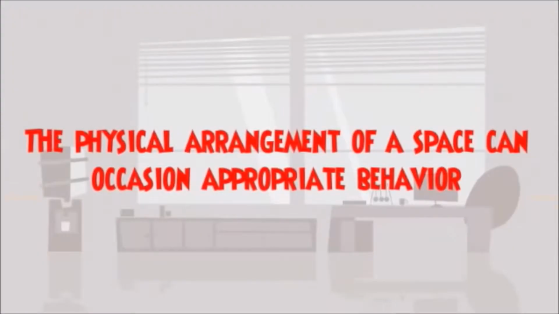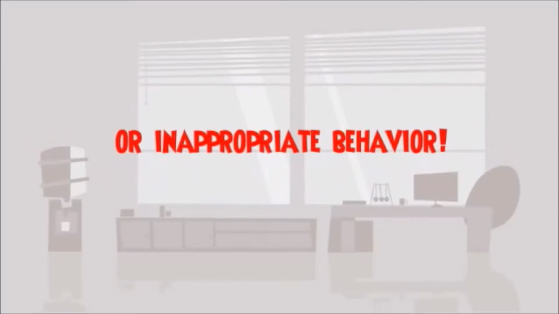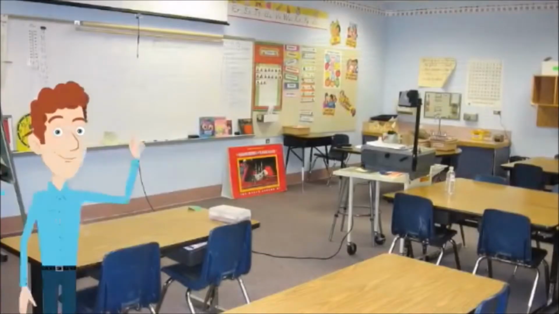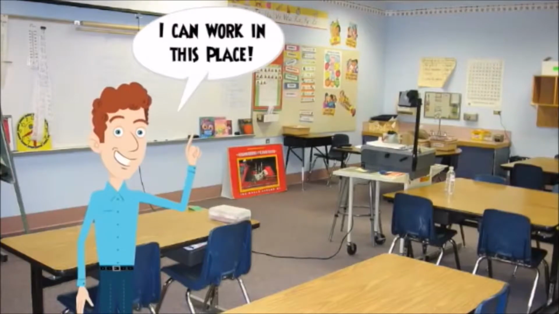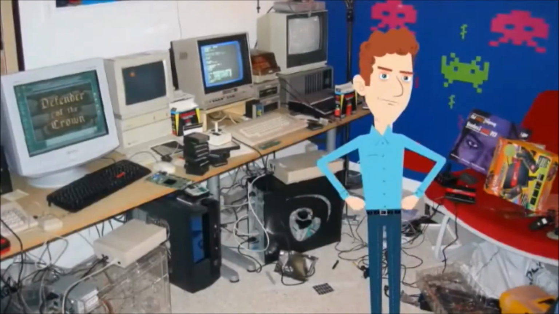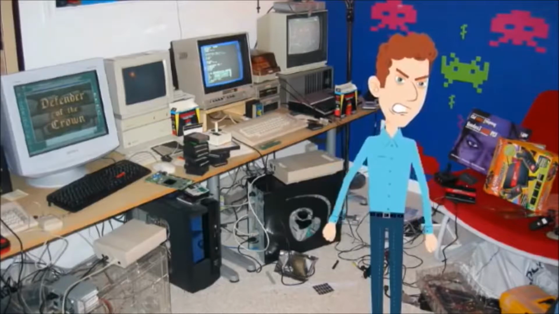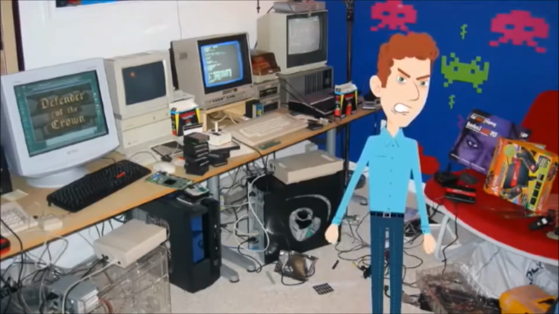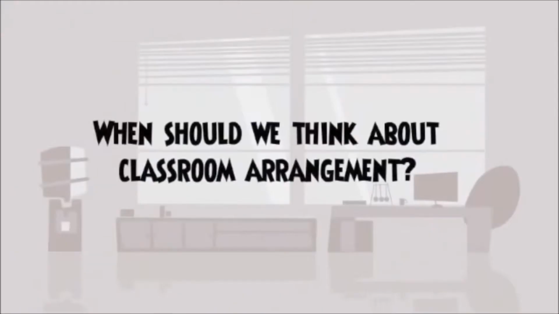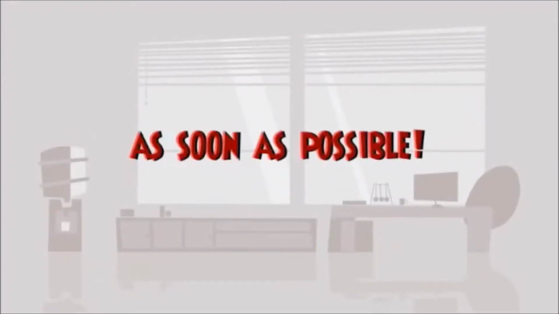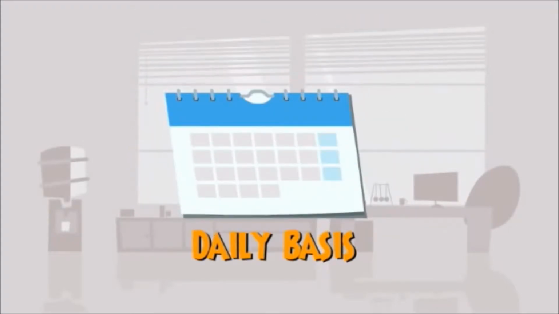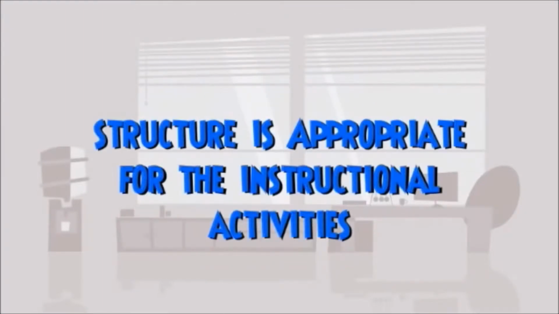The physical arrangement of a space can occasion appropriate behavior, and it can also occasion inappropriate behavior. If students walk into a well-organized classroom, they're likely to engage in behaviors that reflect that environment. If they walk into a classroom that's disorganized and chaotic, they may be more likely to engage in behaviors that reflect a disorganized environment. Teachers should be thinking about the physical arrangement of their classroom as soon as possible. They should think about it prior to the start of the school year, and you should also be thinking about it on a day-to-day basis, ensuring that the physical arrangement of your classroom is appropriate for each day's instructional activities.